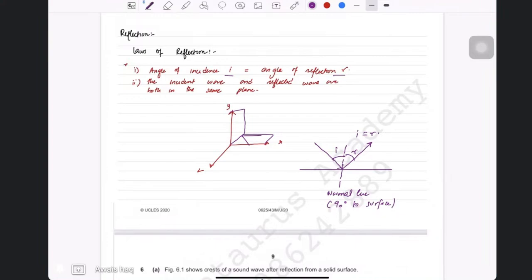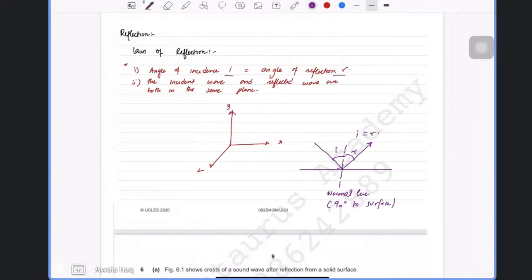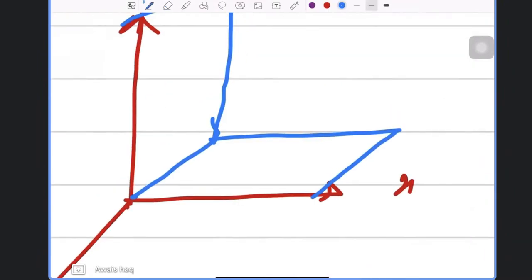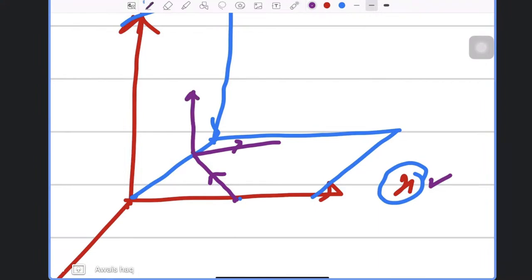Sir, can you explain the second law? All right. So the second law basically means that the plane means x plane or y plane, which means anything in the world has a 3D sort of matrix like this. Do you understand? So what I'm saying is that if suppose reflection is happening in the x axis, which means a wave came and hit here, now the incident wave and the reflected wave will stay in the x axis. It can't go in the y axis. This is what the law says, all right?